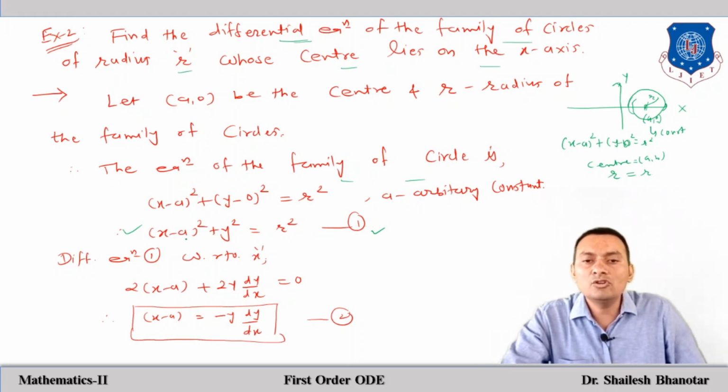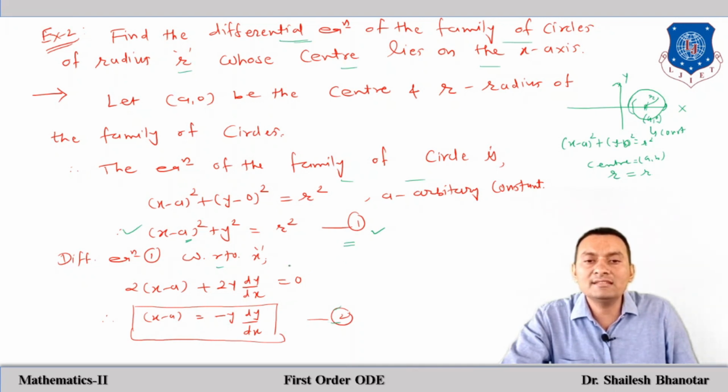Now I want to remove this arbitrary constant a. This r is the radius, so I have to remove this arbitrary constant. This is only one constant, which means I have to differentiate with respect to x. So 2 times (x minus a) plus 2y dy by dx is equal to 0. From this you can write x minus a is equal to minus y times dy by dx. Now we have these two equations.